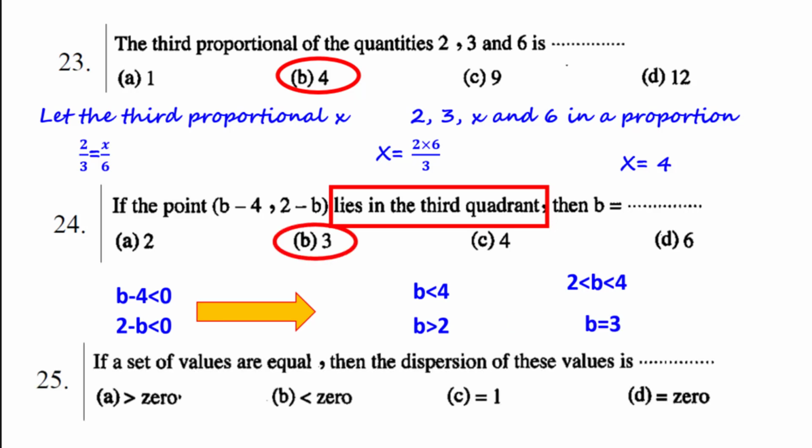Number 25, if the set of values are equal, then the dispersion of these values is what, guys? We studied before, it is 0.